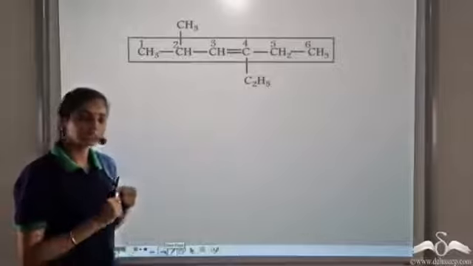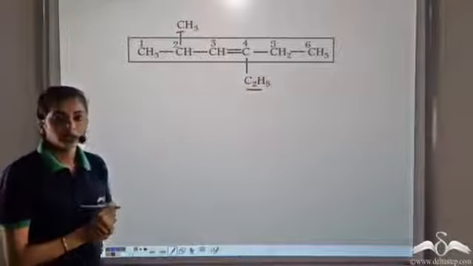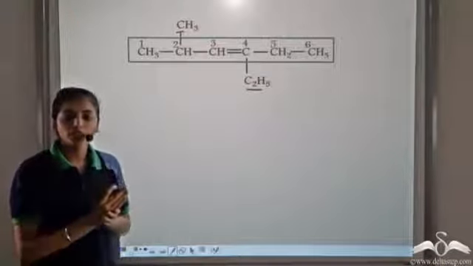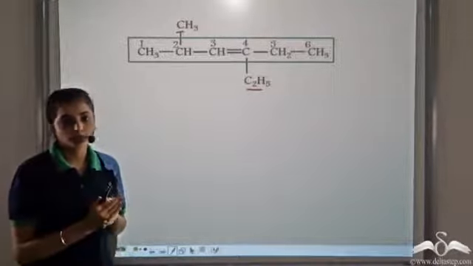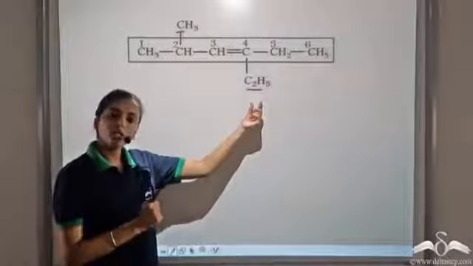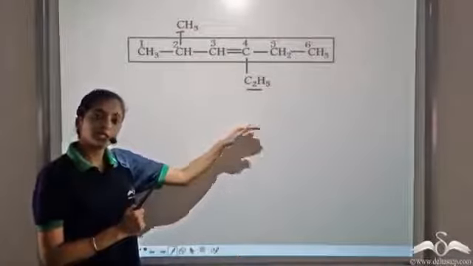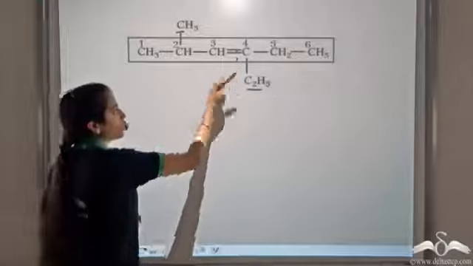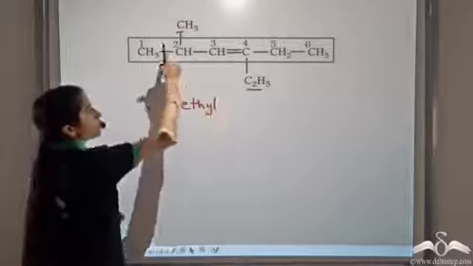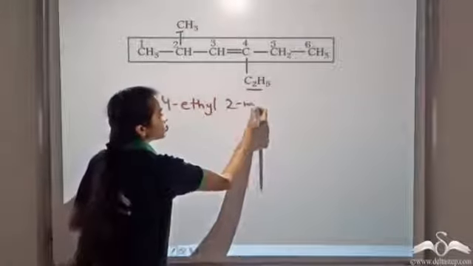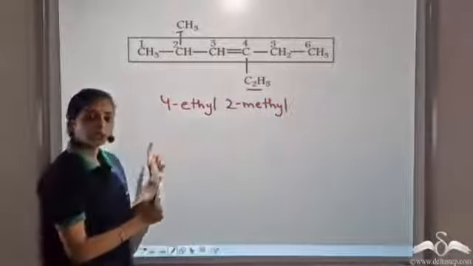Now we have to write the prefix. We have two substituents, methyl and ethyl. We know while arranging the substituents, the rule says that we always arrange the substituents in alphabetical order. So we have ethyl. The E of ethyl comes before the M of methyl. So we first place ethyl and then methyl. So we get 4-ethyl, 2-methyl. So this is the prefix for this organic compound.